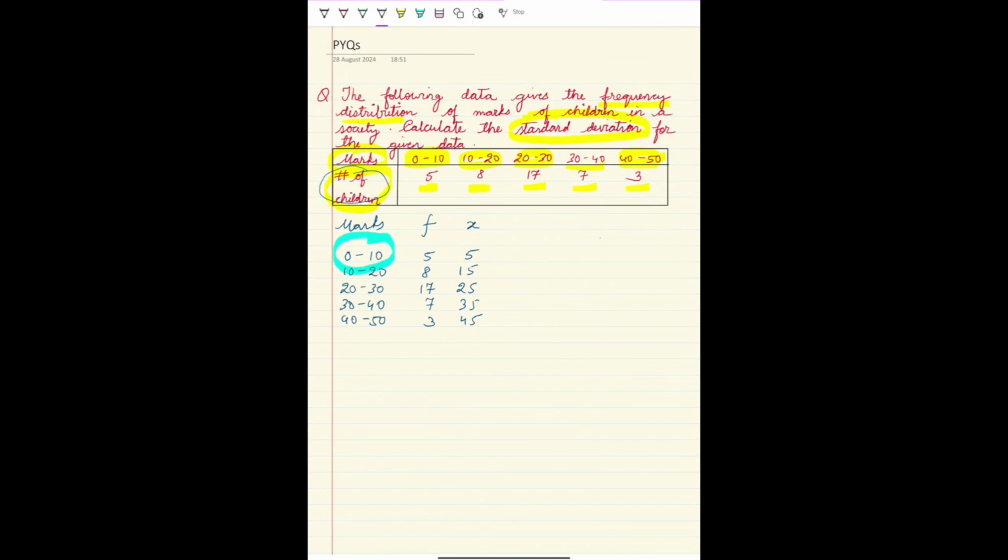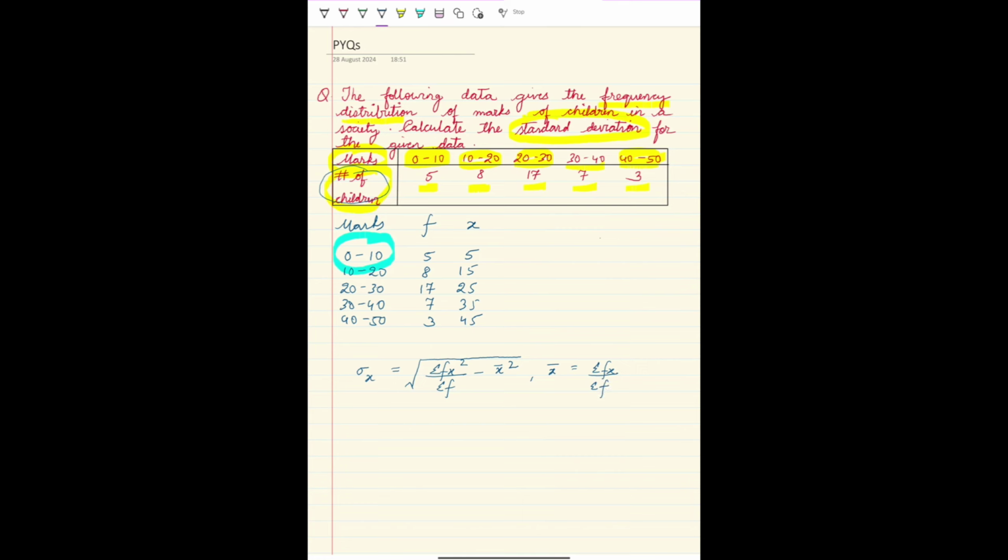Now, let us first state the formula of standard deviation. The standard deviation is denoted by sigma x, and it is given as the square root of sigma fx square upon sigma f minus x bar square. We know that x bar is actually the sum of fx upon the sum of f.